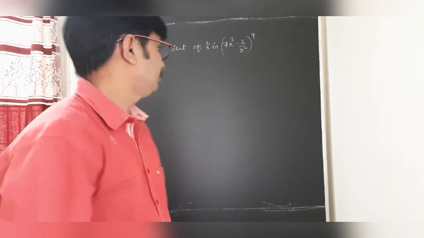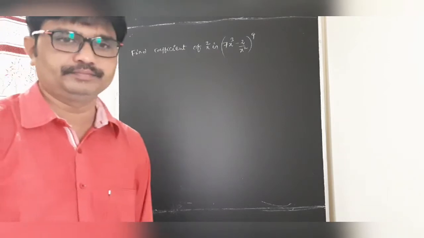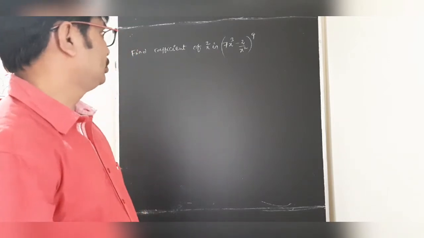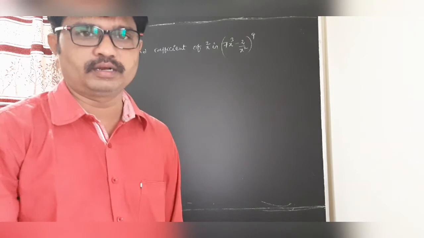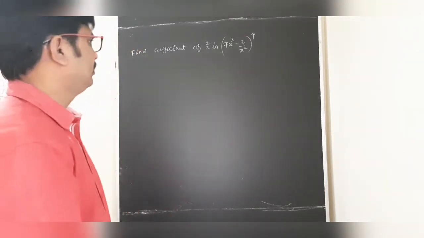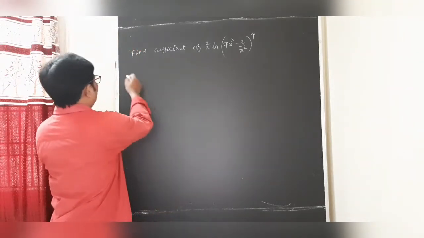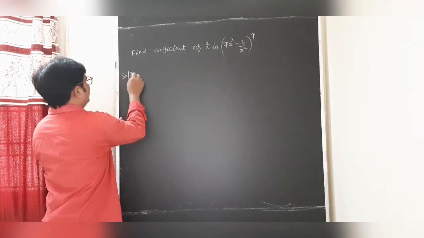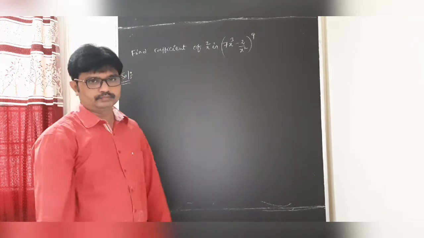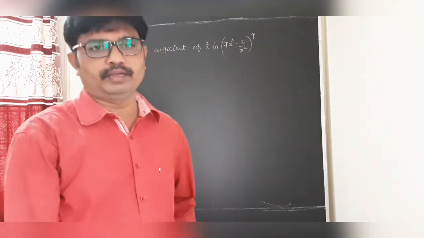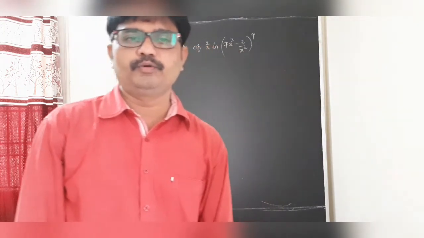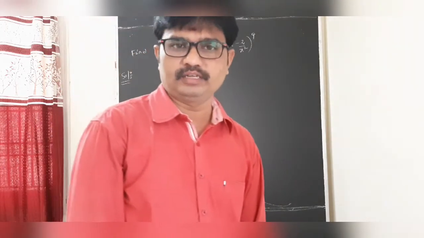My dear students, find the coefficient of x square in (7x cube minus 2x square) whole power 9. So, my dear students, there are two methods. One of them is the shortcut method, and that you can directly apply in the board exams also. No problem at all. From the competitive point of view, we can take that method directly.